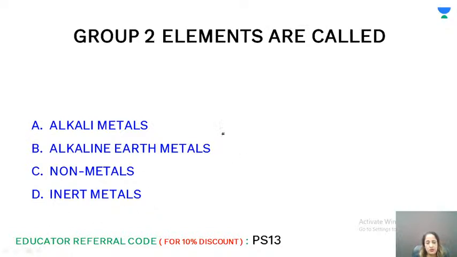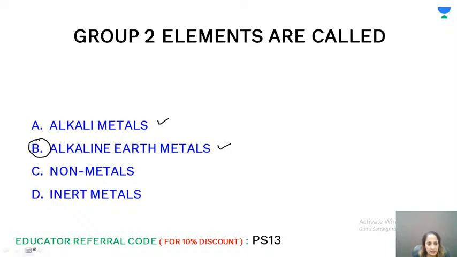Next one. Group 2 elements are called what? I just answered that. Group 2 elements are called alkaline earth metals. I just explained, group 1 elements are called alkali metals, and group 2 elements are called alkaline earth metals.